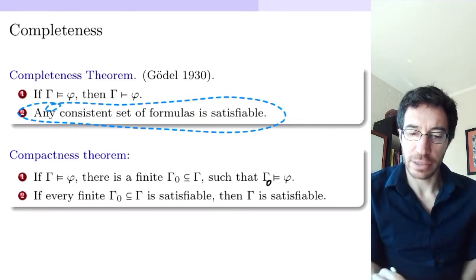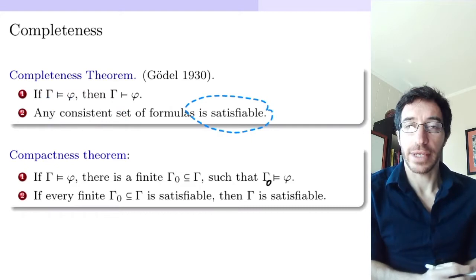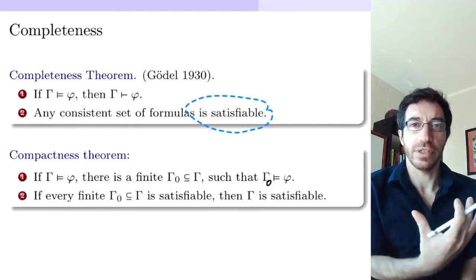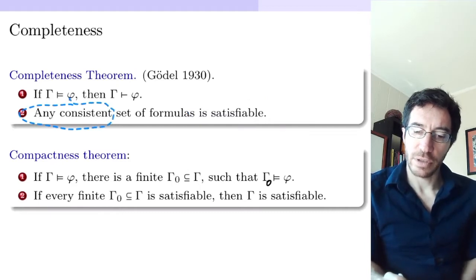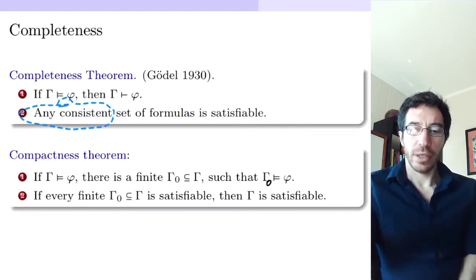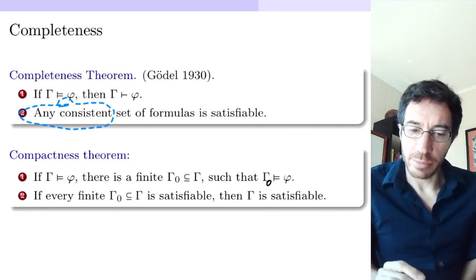So consistent meant there is no deduction of a contradiction, but satisfiable means there exists a model. So they are very different in form. So we're using the fact that we have no deduction of a contradiction to build a model. And we've been going quite far so far. We built our term model.